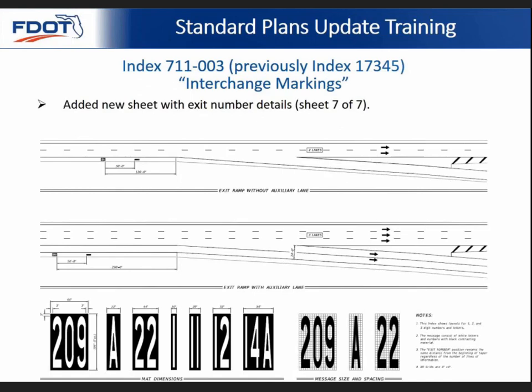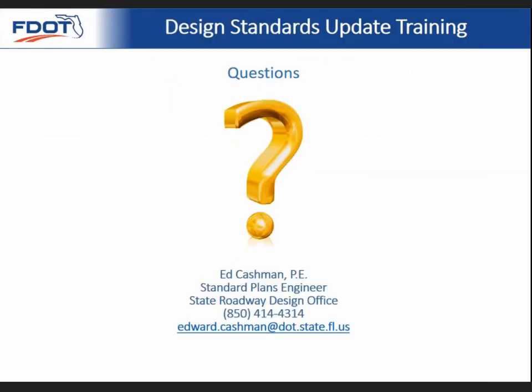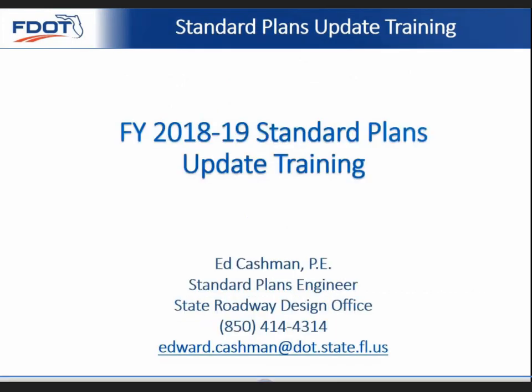The sheet with the exit number details is now sheet 7 of 7 in the interchange markings. This is more or less intact from the pavement markings index. And that is the end. If you have any questions, my contact information is here on the screen.